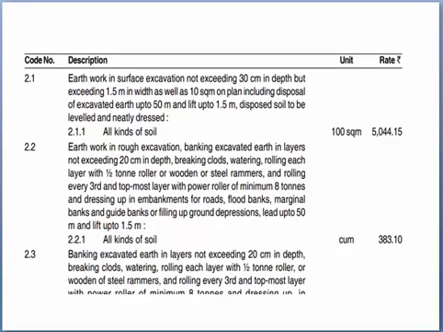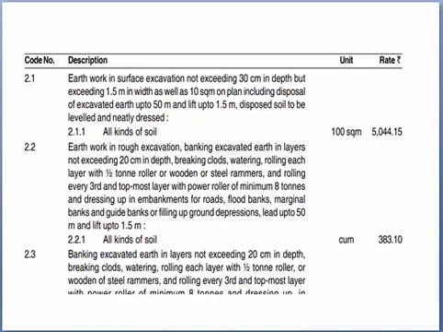Now, students, you can see this item 2.1. This item is from the DSR, that is the daily schedule of rates. In the previous lecture also I explained the daily schedule of rates. It will give us the rate, and the analysis of rates will give us the bifurcation of the rate. So you can see item 2.1: earthwork in surface excavation not exceeding 30 centimeter in depth but exceeding 1.5 meter in width as well as 10 square meter on plan, including disposal of excavated earth up to 50 meter and lift up to 1.5 meter.